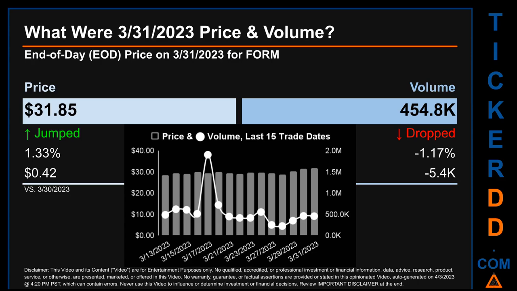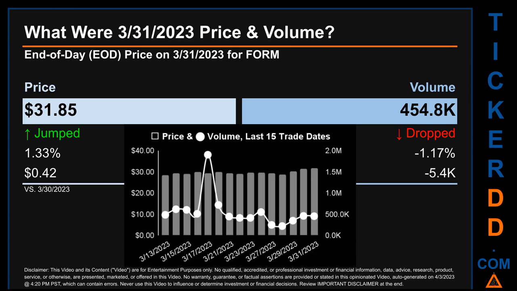On Friday, March 31, 2023, FORM had an end-of-day price of $31.85 and volume of about 454.8 thousand. Compared to the previous trading day, the price jumped 1.33%, gaining 42 cents, while volume dropped 1.17%, decreasing about 5.4 thousand. The graph shows price and volume for the last 15 trade dates.